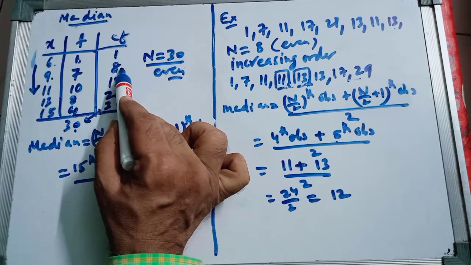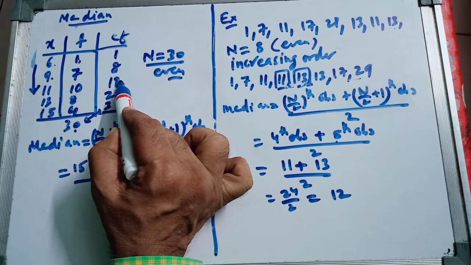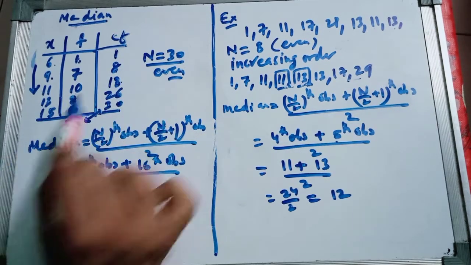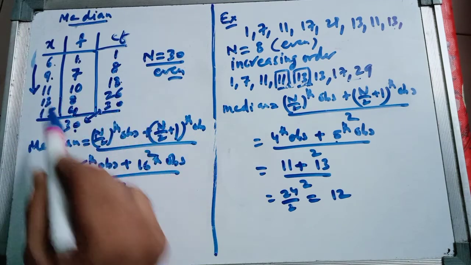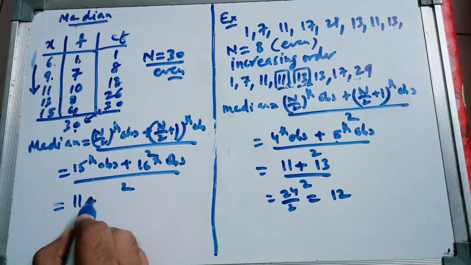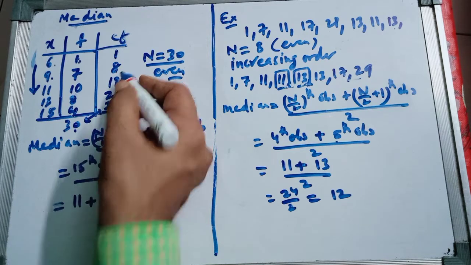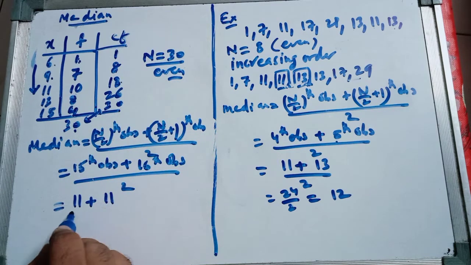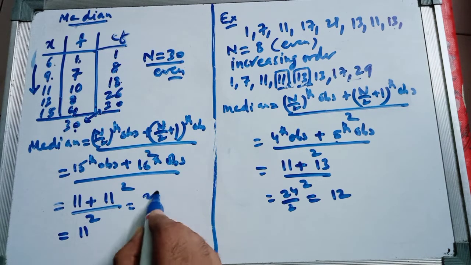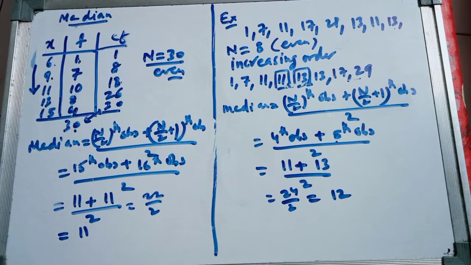See, after 8, up to 18, all numbers are 11. So it means our 15th observation is also 11. And the 16th is also less than 18, so it means the 16th observation is also 11. So when you find the average of these two, you will get 11. It is actually 22 by 2. So you get 11. So the median of this data is 11.